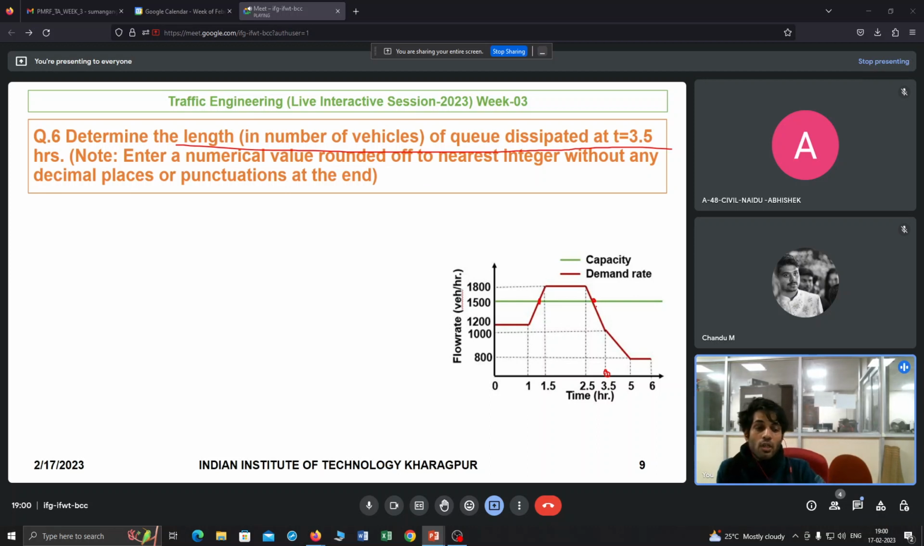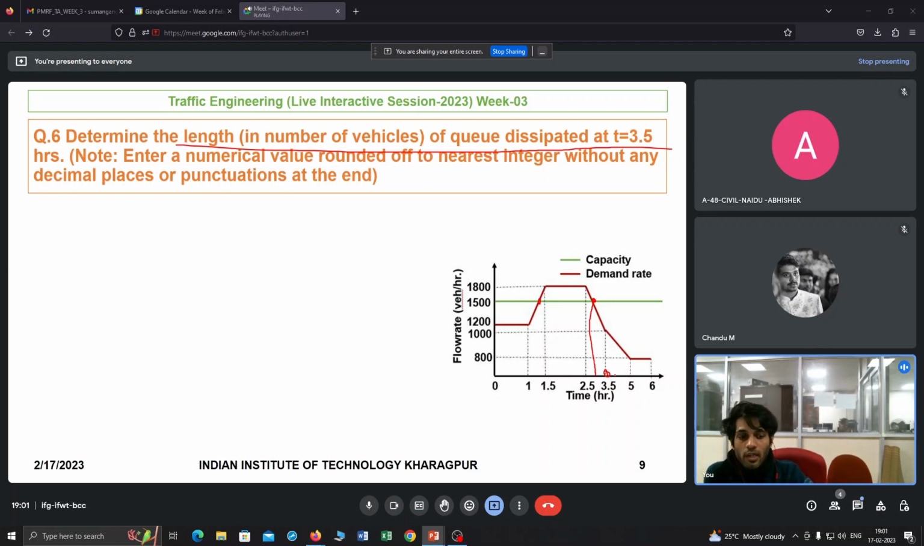After that your queue dissipation will start, because your demand is now lower than your capacity. After some time period, every queue will be dissipated, whatever vehicle volume is there in the queue. But we are not going to calculate that here. Rather, what we are calculating is the length of queue that can be dissipated up to this point.